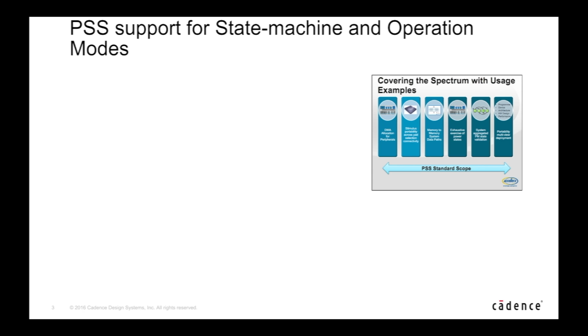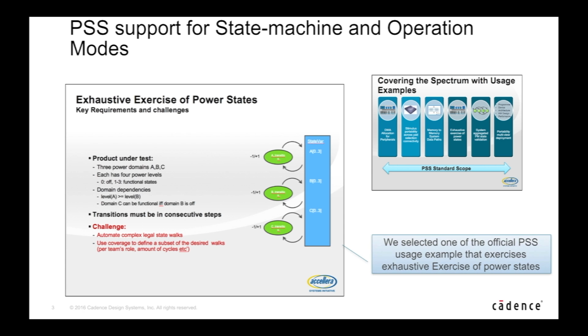So let's talk about state machines and operation modes and how we support that. I'm going to use one of the usage examples. As part of Accellera, we asked users and vendors to provide some typical use cases that PSS will have to support, and low power, of course, was one of them. This set of usage examples basically describes the scope of PSS, which is very ambitious, as you know.